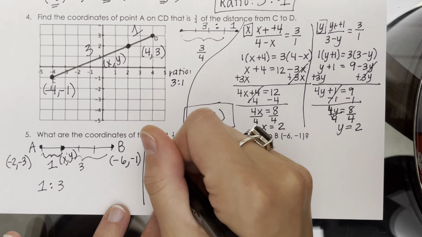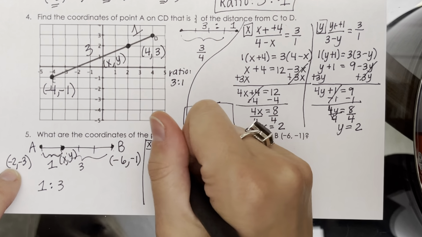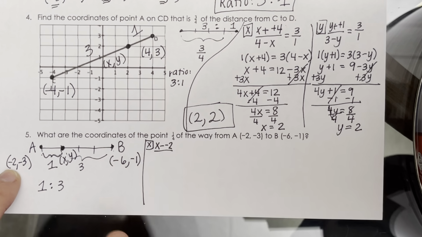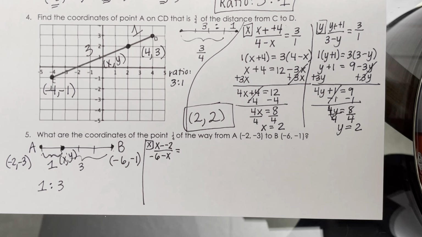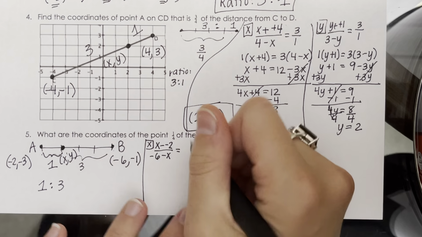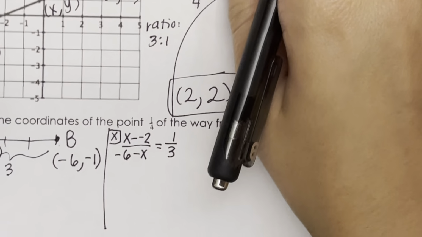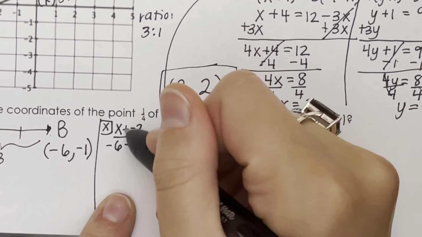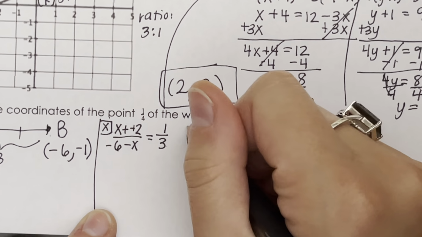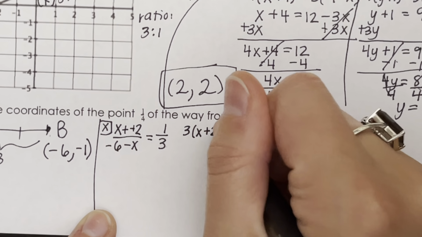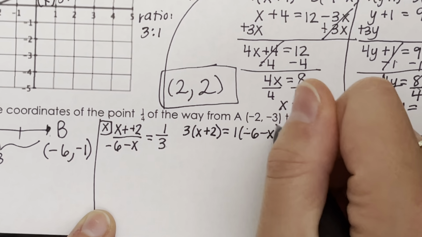So I'm going to do my x's first. Middle minus first, x minus -2, over last minus middle, -6 minus x. Set it equal to your ratio, not the fraction. Your ratio is 1/3. And then it becomes my favorite, algebra. Minus a -2 becomes plus. Now I'm going to cross multiply. So 3 times (x plus 2) equals 1 times (-6 minus x).